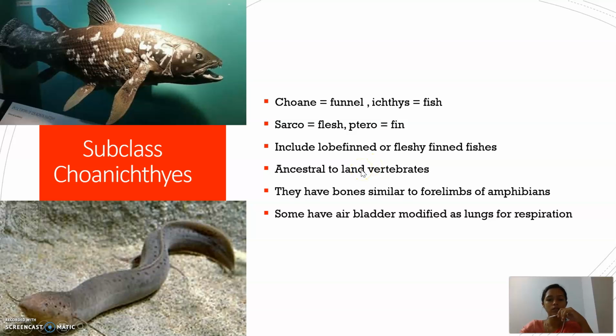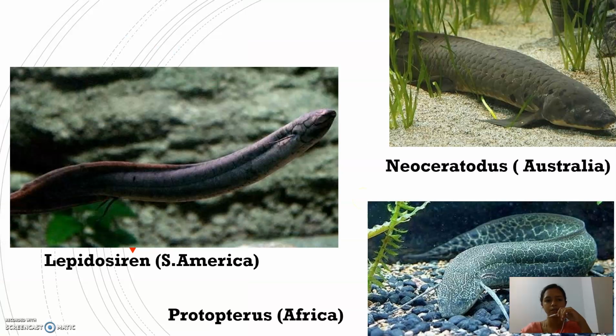They are ancestral to the land vertebrates. Fishes in Sarcopterygii are thought to be the ancestors of reptiles and amphibians. They have bones similar to the forelimbs of amphibians, and some have the air bladder modified as lungs for respiration. In this picture we are seeing three lungfishes, Lepidosiren, Neoceratodus and Protopterus. These are found in three southern continents and hence are an example of discontinuous distribution.